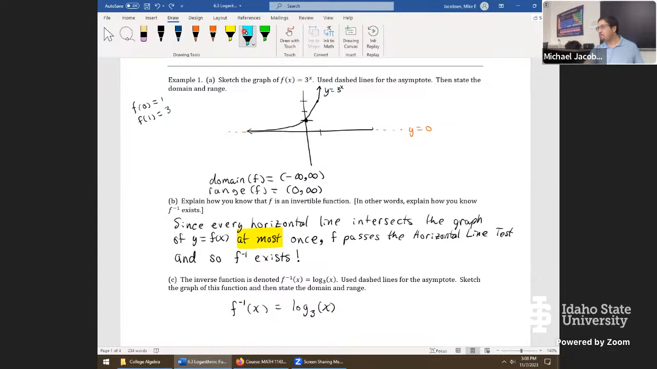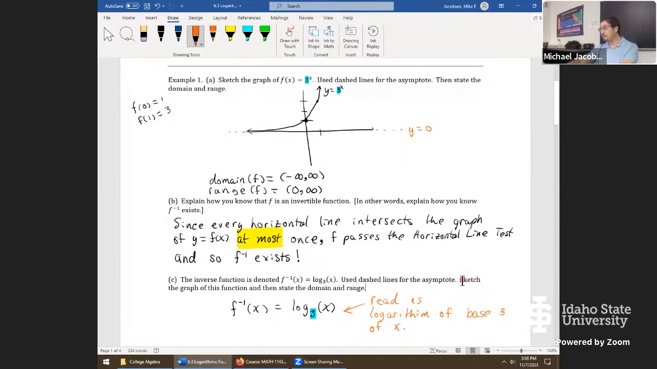So we have a base that came directly from here that will always match up. And this is read as logarithm of base 3 of x. So that's our inverse function.